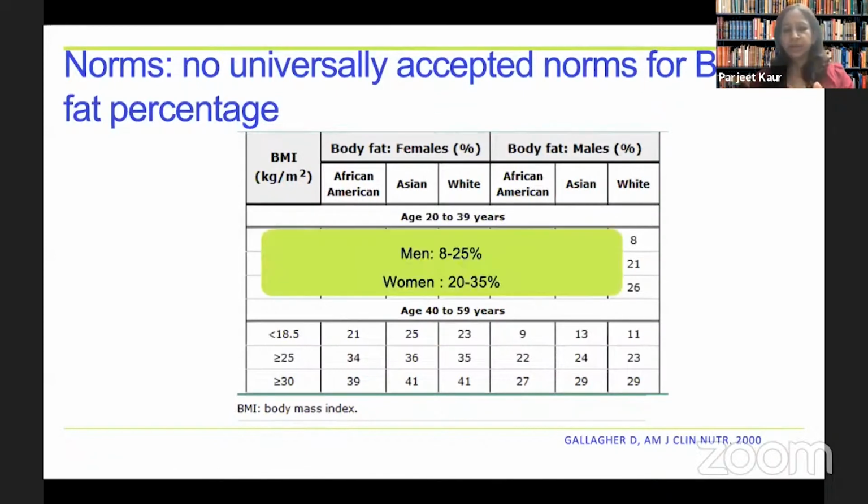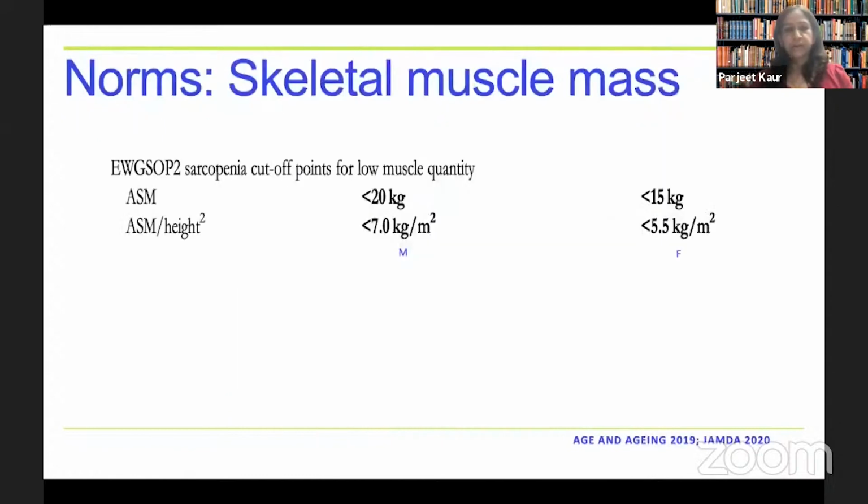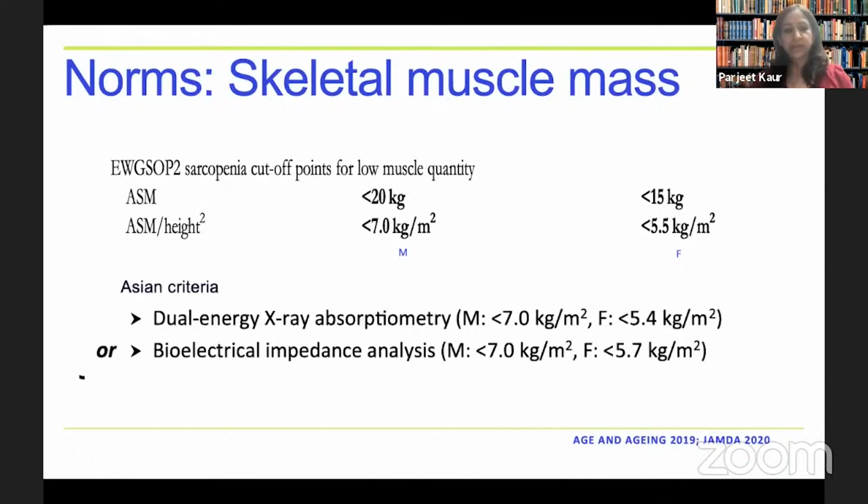And here, what they suggested in a young adult, age between 20 to 40 years, this is the range which they had suggested, that men 8 to 25%, women 20 to 35%. And this has been largely used, but we still don't know what exactly the cutoff is and what we should use. Norms of skeletal muscle mass are much better defined, where in the European criteria with the use of DEXA scan, they have made the cutoff of ASM by height square, which is skeletal muscle index. And we have Asian criteria as well, where we have DEXA scan, and also BIA, they have given the cutoffs both for males and females.